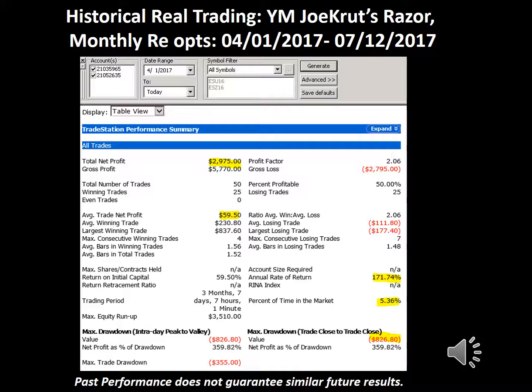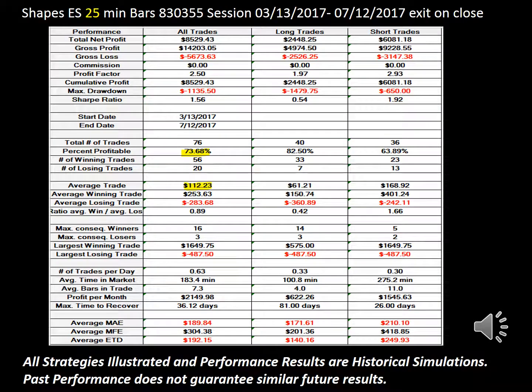I am recalibrating it every month, so whenever I do the Joe Crut Razor recalibration, those are the settings I'll be using in that next month. Now the rest of this presentation is Ninja settings, and so if you're a TradeStation guy, you don't have to waste your time, but I'll run through them very quickly.